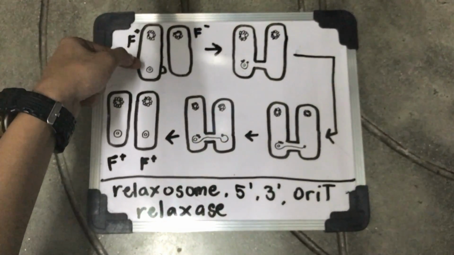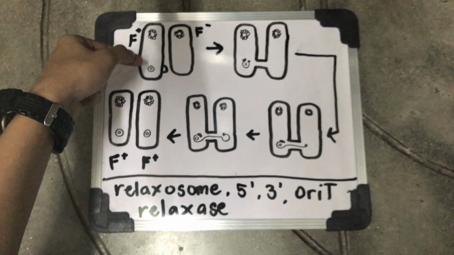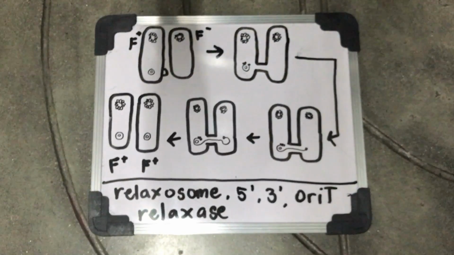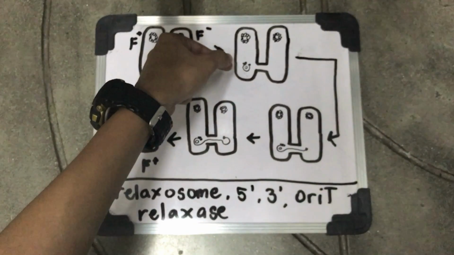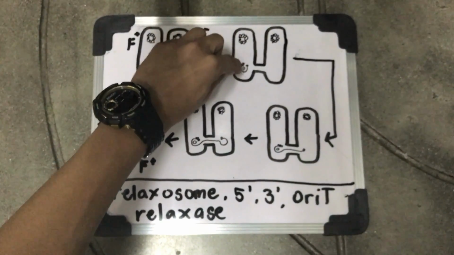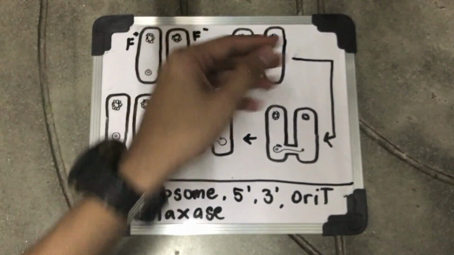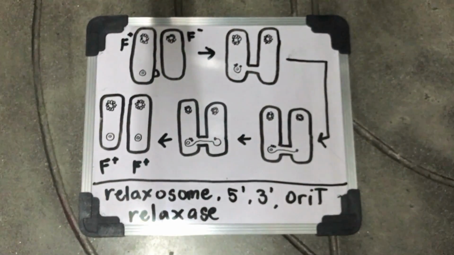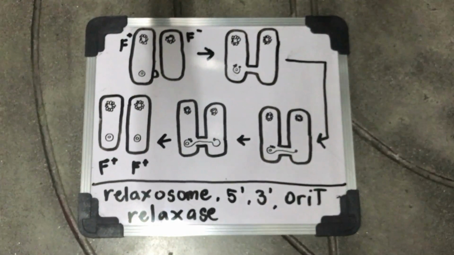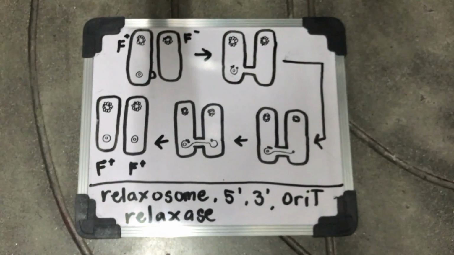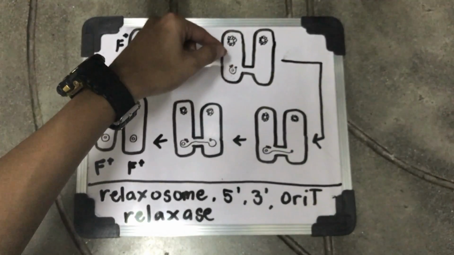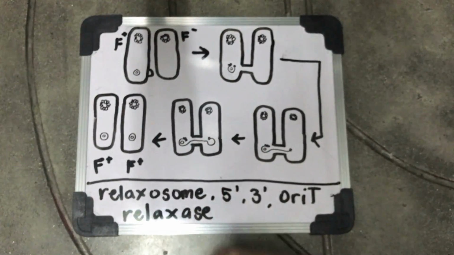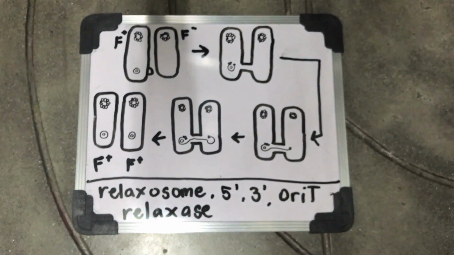The F factor inside replicates by a process called rolling circle replication. During rolling circle replication, one strand of the F factor is cut by a complex of proteins called the relaxosome, which are encoded by the F factor. The site where the relaxosome cuts the F factor is called the ORIT, or the origin of transfer.